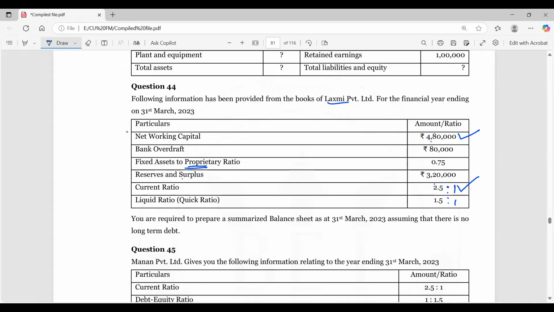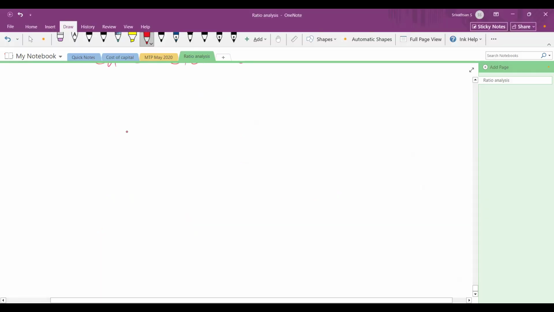So far clear? Any doubt in the first working note? Now listen. In this question, they have given assuming there is no long-term debt, right? So on the balance sheet, liability side, we have current liabilities and equity share capital and reserves and surplus. That's all. So listen, you don't write it, just listen first.